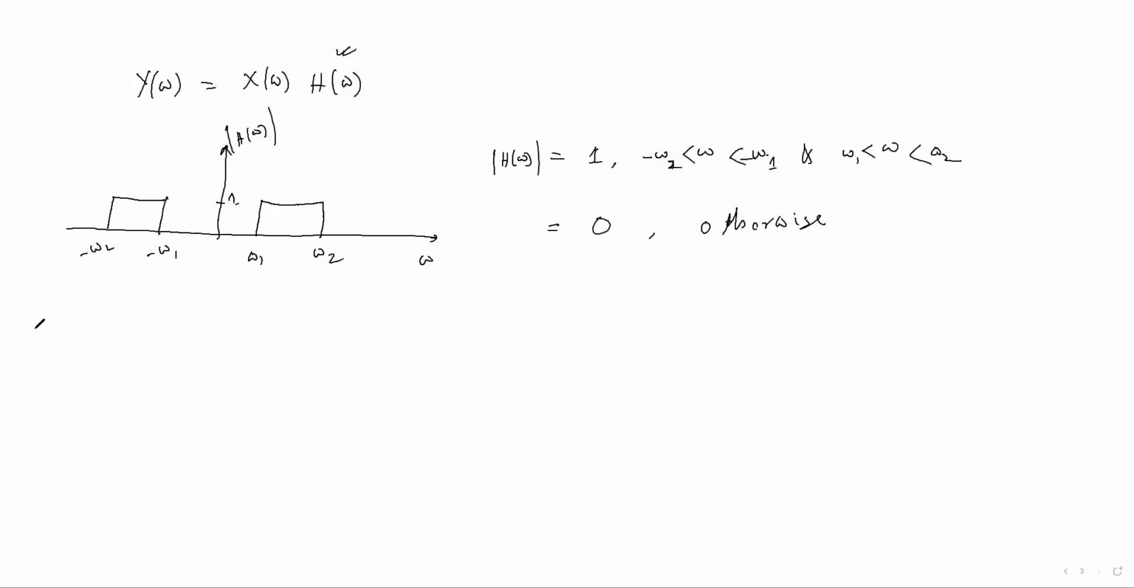Similarly, we can plot for the band stop filter. Band stop, or it is called band rejection, or band elimination. These three names are there for the band stop filter: band stop filter, band rejection filter, band elimination filter.